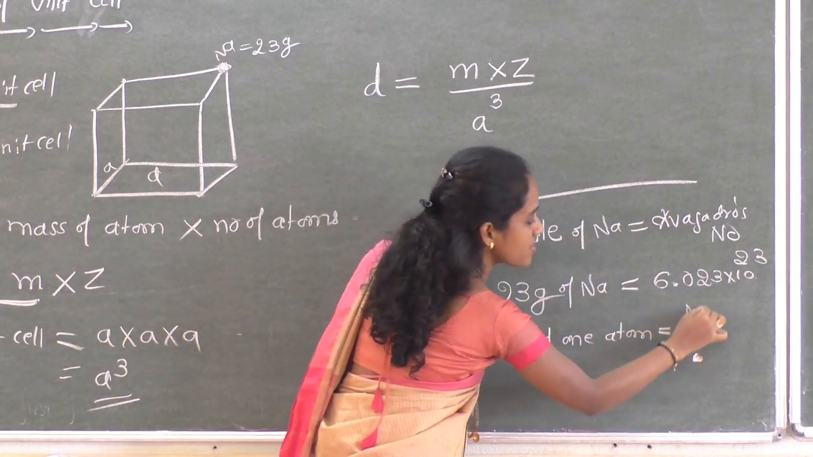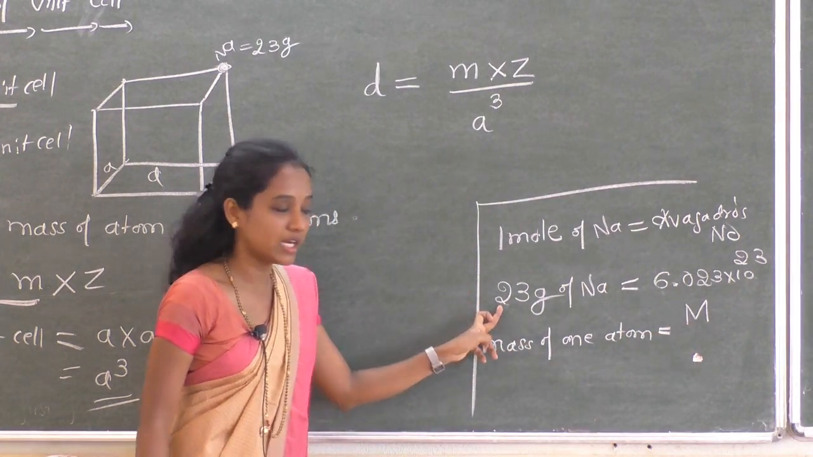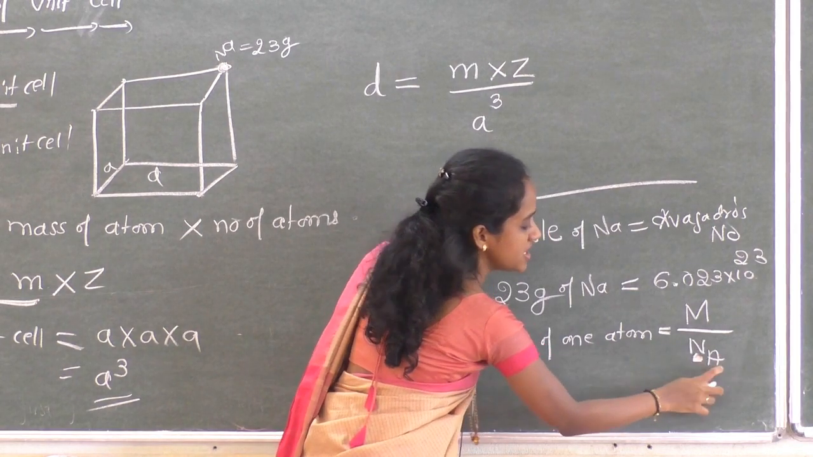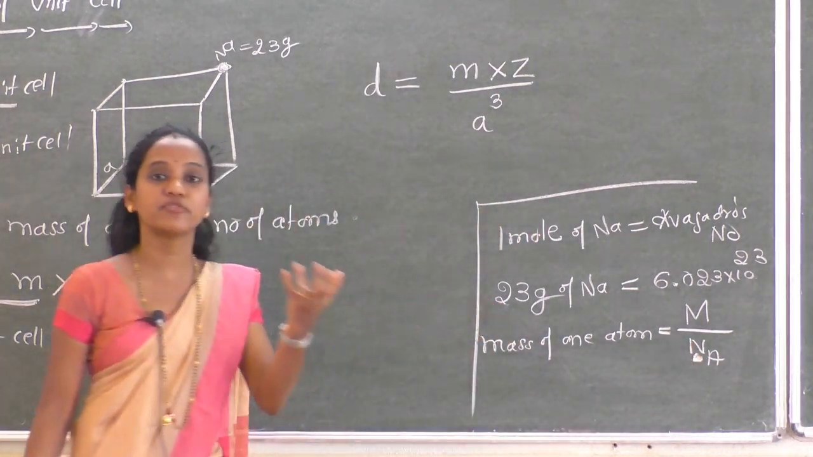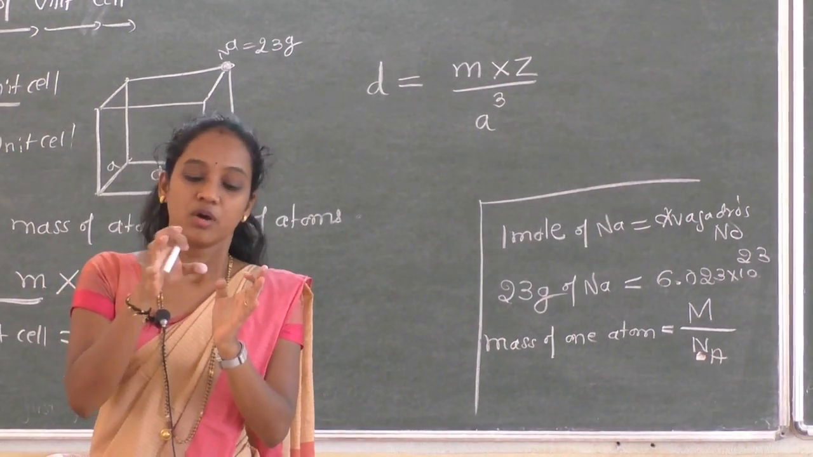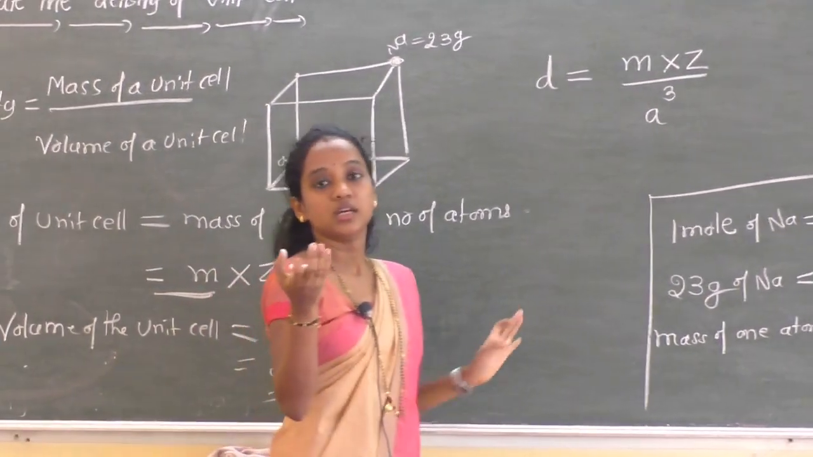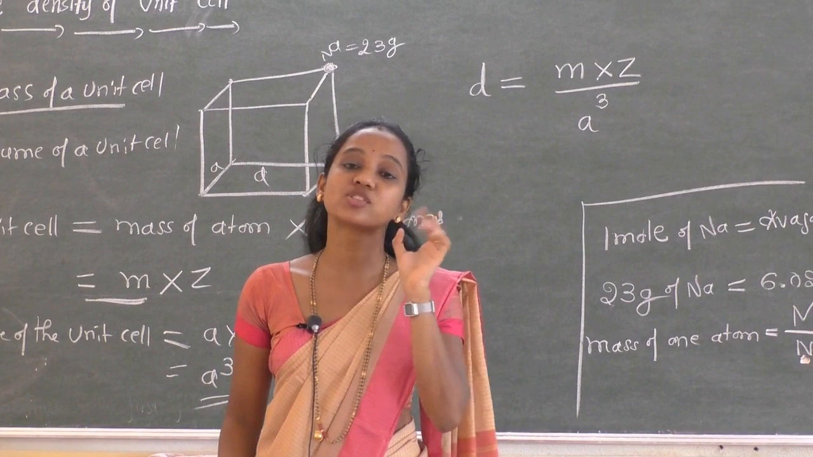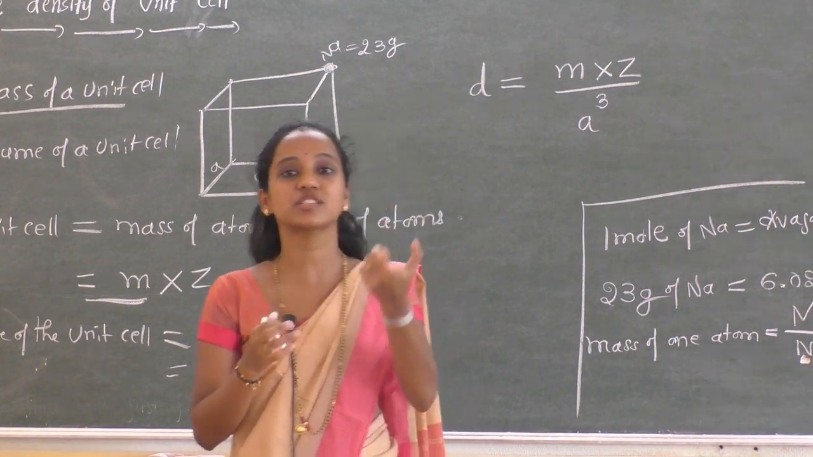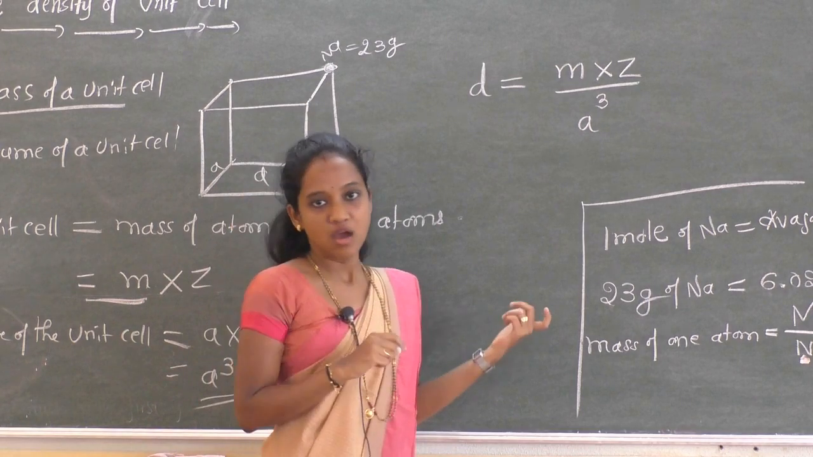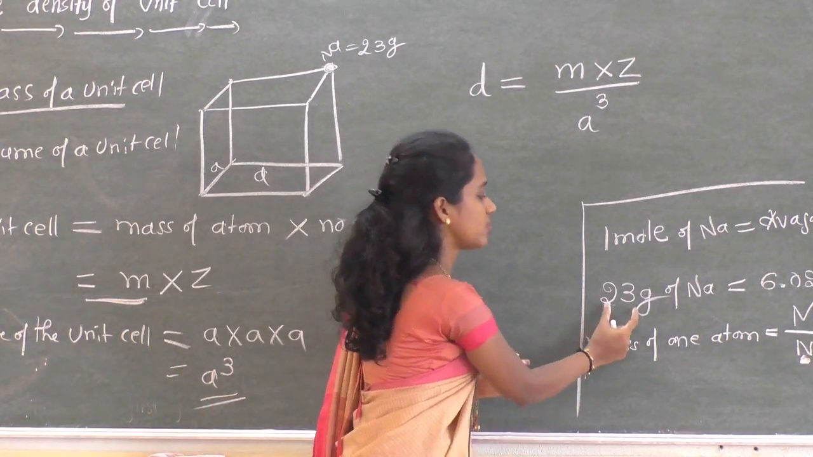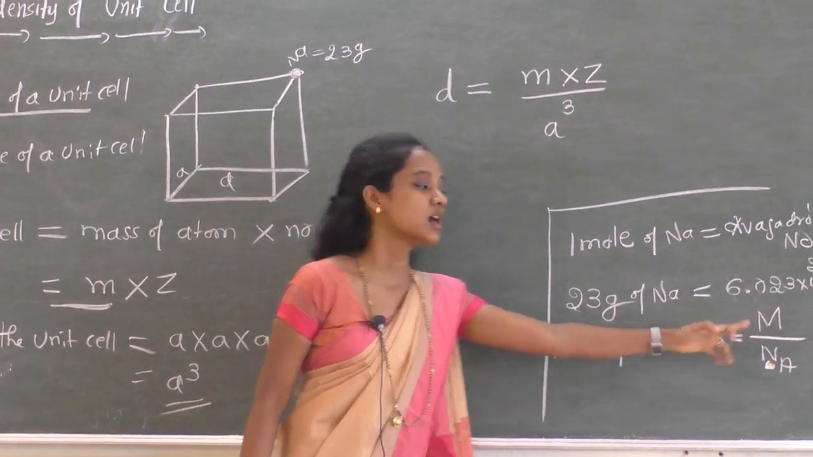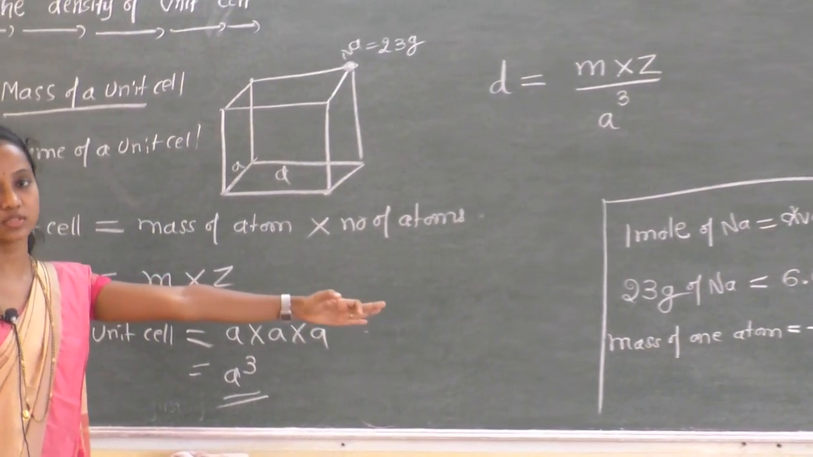Here 23 is the molar mass. We can represent it by using a capital letter M, divided by Avogadro number, Na. See, suppose you have 5 apples with you, which weigh about 23 grams. The mass of 5 apples is 23 grams. So in order to calculate the mass of one apple, how are you going to calculate? You just divide 23 by 5, right? The same way, here also 23 grams contains Avogadro number of atoms. So the mass of one atom is the molar mass divided by Avogadro's number.